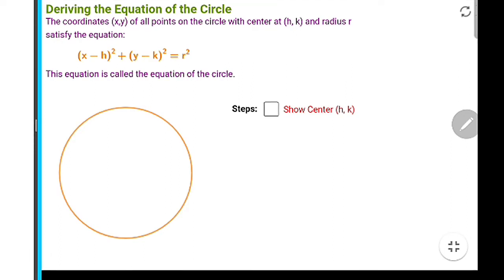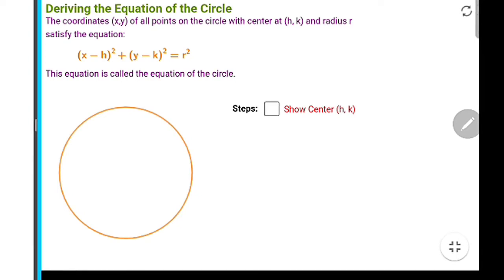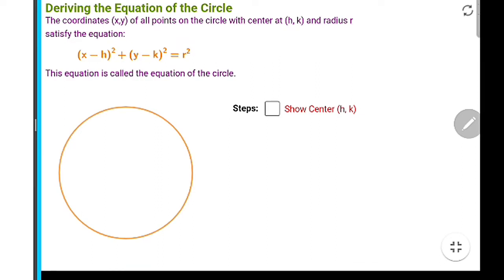Well, in the coordinate plane, the coordinates x, y of all points on the circle with center at h, k and radius r satisfy the equation (x minus h) squared plus (y minus k) squared is equal to r squared. That's a mouthful. However, the point h comma k is the center of the circle, and any point on the circle itself can be represented by an ordered pair x comma y.